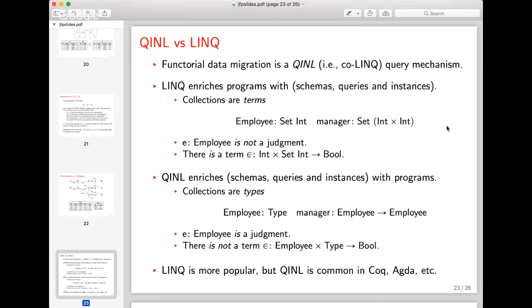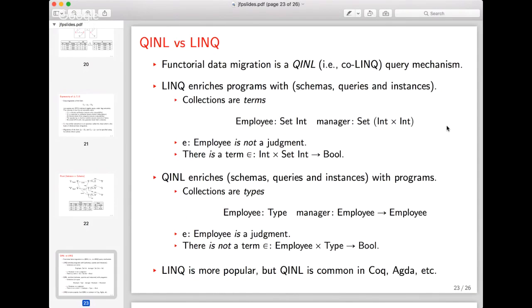But the basic idea in LINQ is that collections are terms of set type or list type or bag type, and that in our approach, in this algebraic database approach, we call it a Kinnel approach, where Kinnel is LINQ backwards, sort of. We say that collections are actually types. So we said before that employee was a sort in an algebraic theory. That's basically the same as saying that it is a type in a programming language, and that these foreign keys are actually first-class functions.